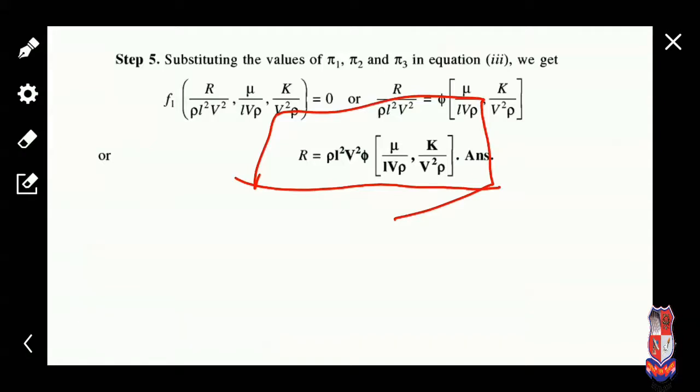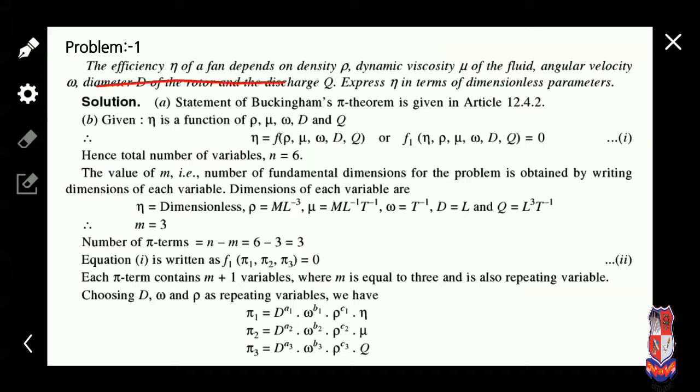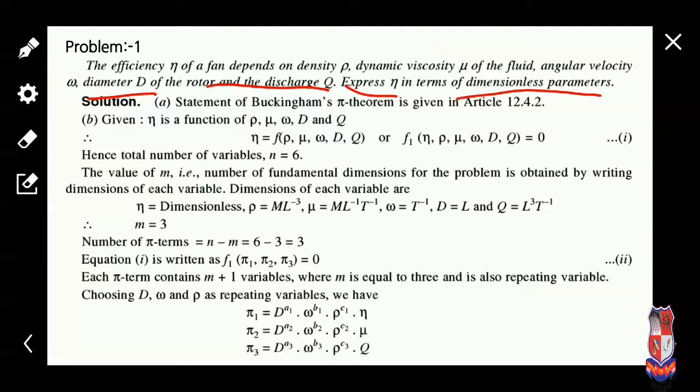Okay. Now we take another example, so you can easily see how an example is solved through the pi theorem. Here the efficiency of a fan depends on the density rho, the dynamic viscosity mu of the fluid, the angular velocity omega, the diameter d of the rotor and the discharge Q. Express the efficiency in terms of dimensionless parameters. Okay. So we have to find the relational equation for the efficiency.